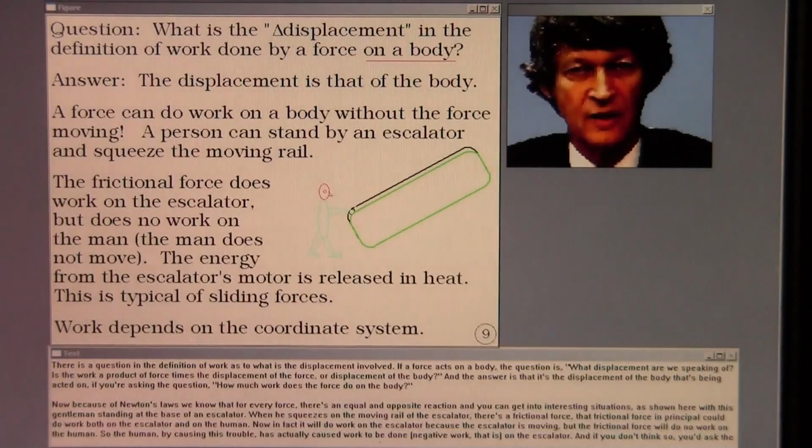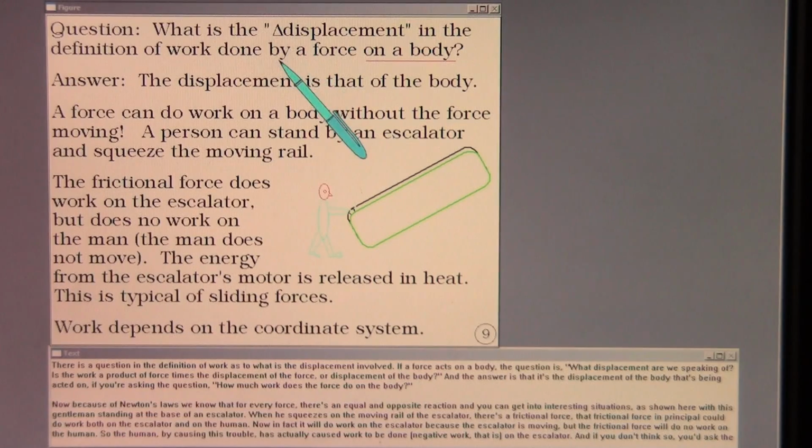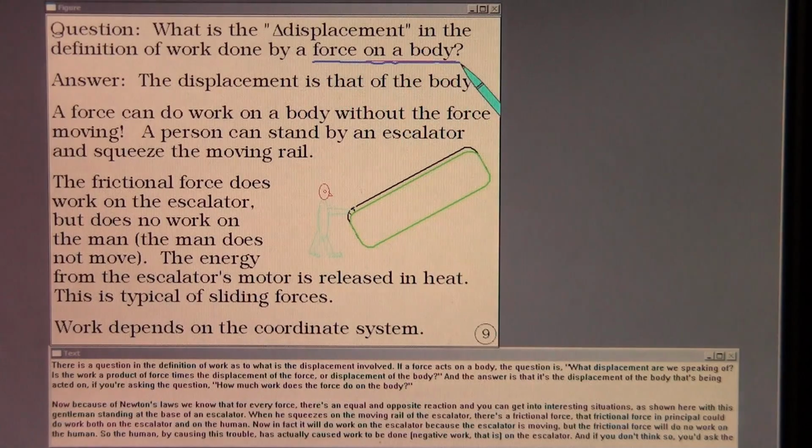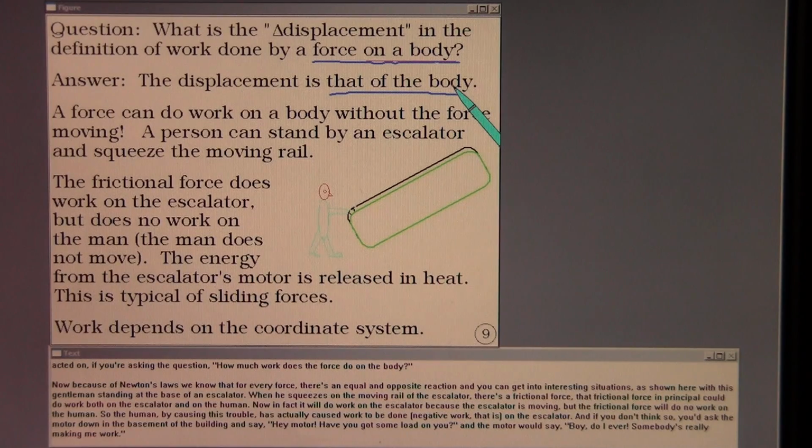There is a question in the definition of work as to what is the displacement involved. If a force acts on a body, the question is, what displacement are we speaking of? Is the work a product of force times the displacement of the force, or displacement of the body? And the answer is that it's the displacement of the body that's being acted on, if you're asking the question, how much work does the force do on the body?